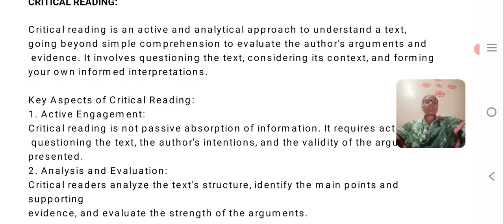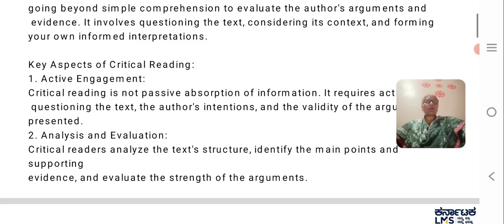The key aspects of critical reading are active engagement. Active engagement means not just passive observation of information. It requires action, that is, questioning the text, questioning the author's intentions, and the validity of the argument that is presented in the text. Thus, critical reading involves analysis and evaluation. Critical readers usually analyze the text structure, identify the main points, supporting points, and evidence given, and evaluate the strength of the arguments.